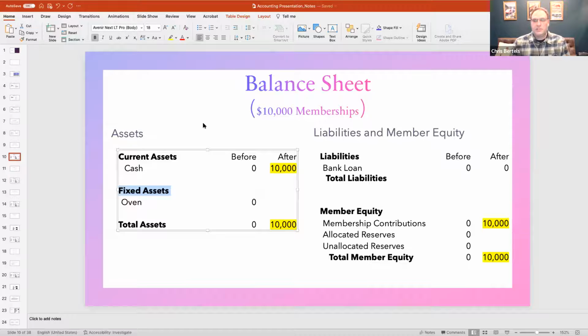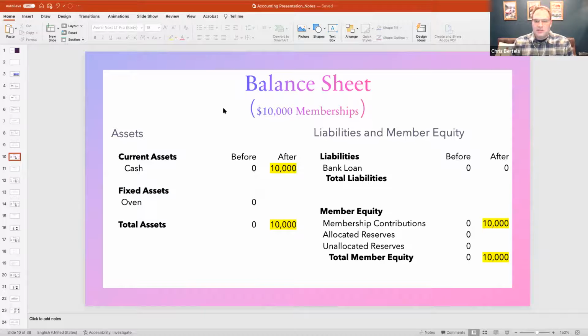And just to reiterate, a balance sheet is showing you what the co-op owns as of a specific date. So as of today, in the 4 categories, and just starting, it has 0 cash in the bank. It doesn't have an oven yet. That's why it's 0. And then it doesn't have a bank loan. But the main point is it's showing what the co-op owns as of a specific date.